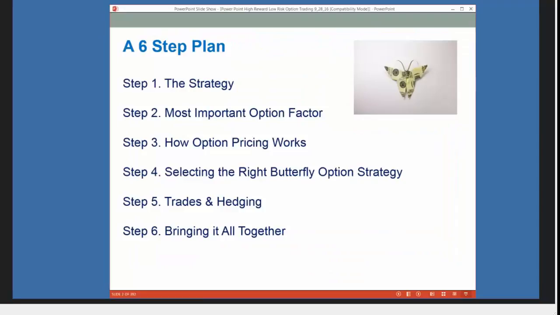We're going to talk about the strategy. Then step 2 is the most important option factor. Step 3, how option pricing works, so you understand what time decay does to your option price, implied volatility, how that affects it, and then how that helps a butterfly. And then selecting the right butterfly option strategy. Then we're going to look at different trades based on the option butterflies for different market conditions, so you can see all the different examples for the different market conditions and extremes and how they can work, and then how to bring it all together.